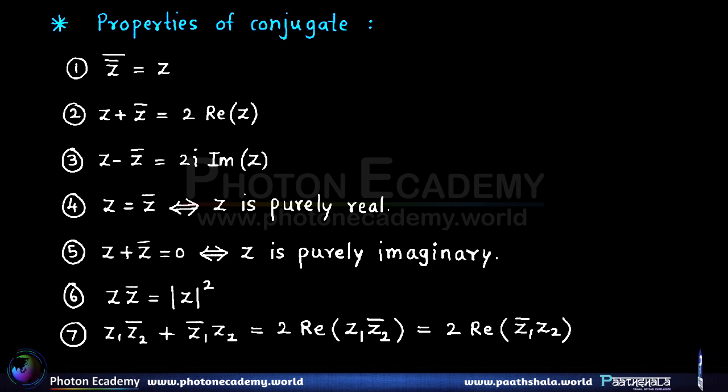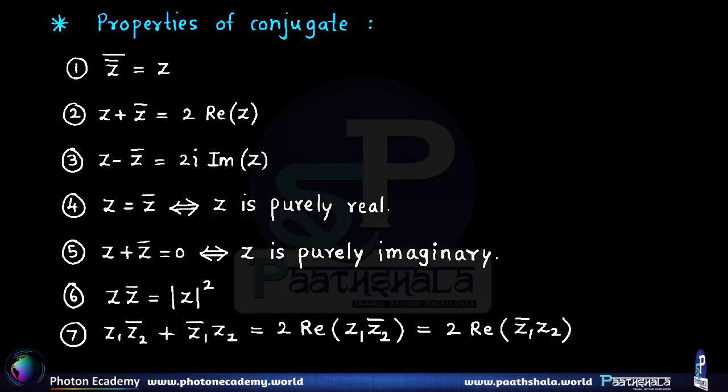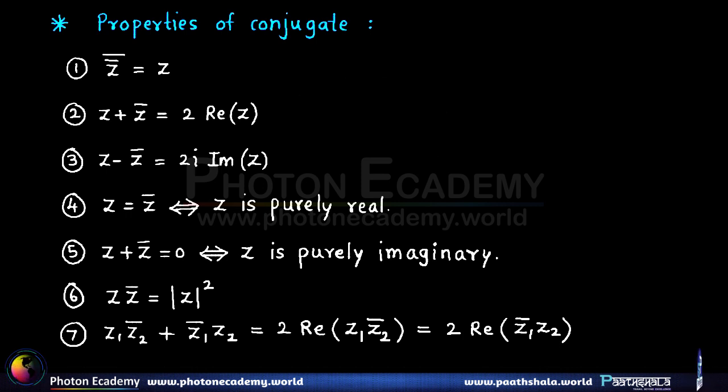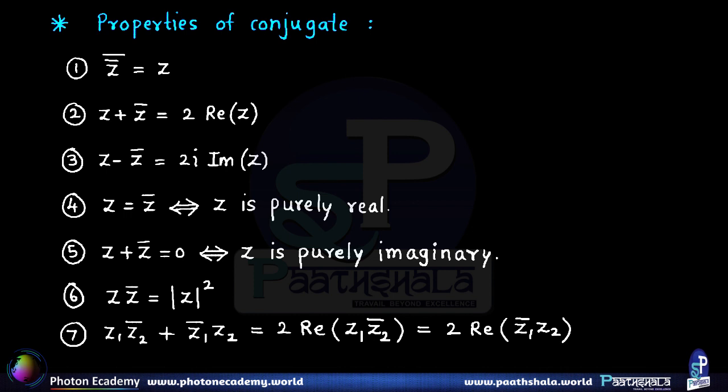Now next, the fourth property says that if z is equal to z bar, then z is purely real. That means if a complex number is equal to its conjugate, then it does not have any imaginary part, so z is a purely real number. Now the fifth one, z plus z bar equal to 0, means z is purely imaginary. Or if we have z is equal to minus z bar, then z is purely imaginary because it won't have any real part.